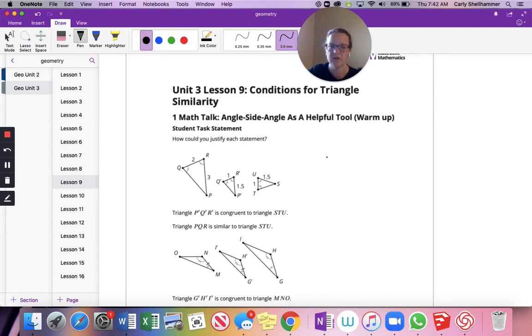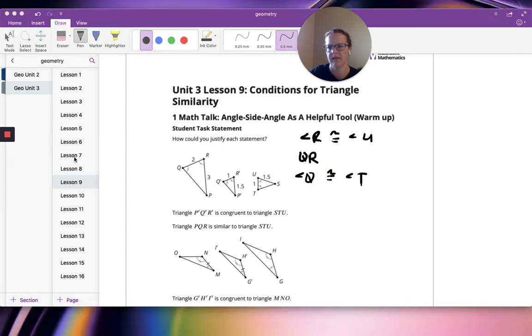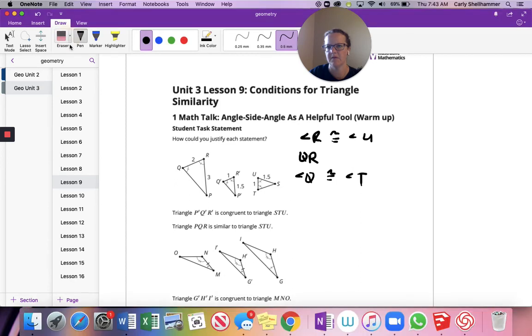Okay, now we're going to do similar. So I see that angle R is congruent to angle U. Angle Q is congruent to angle T, and we can say that QR, hold on, let me remember how to write this. Okay, I got it. Let me erase that really quick though.